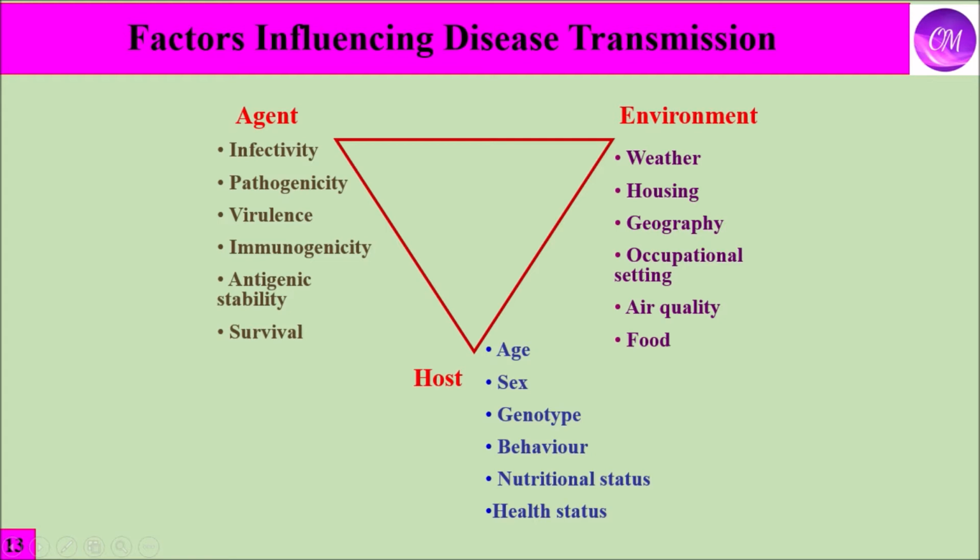Factors influencing disease transmission. Here we see the three factors: agent, environment, and host. The agent factors include infectivity, pathogenicity, virulence, immunogenicity, antigenic stability, and survival. The environmental factors include the weather, housing, geography, occupational setting, air quality, and food. And the host factors are age, sex, genotype, behavior, nutritional status, and health status.